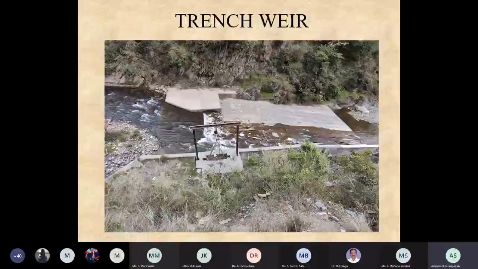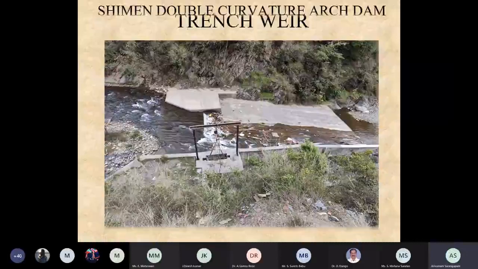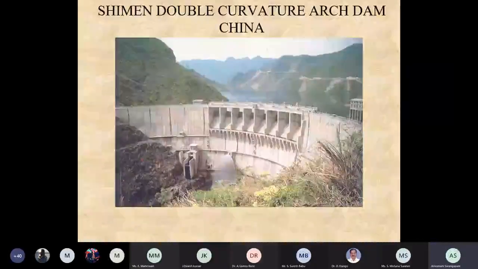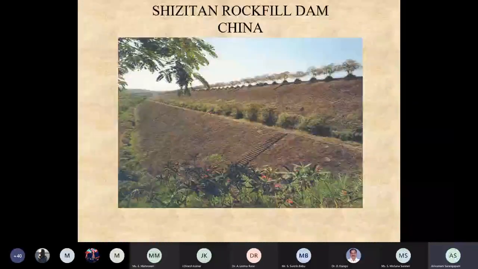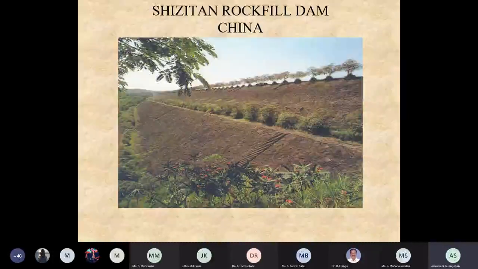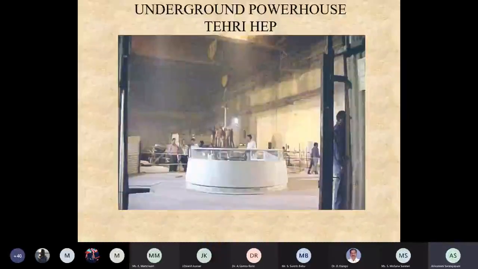So this is the trench weir type, and this is again an arch dam, in China, for example. And this is the rockfill dam, purely rockfill dam. And this is inside the powerhouse. This is an underground powerhouse. This is not surface. This is under the hill, the underground powerhouse at Tehri. And these photos we have already seen before. This is again an arch dam. This is also Idukki in Kerala, an arch dam.